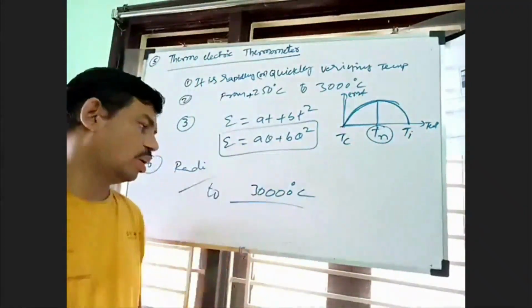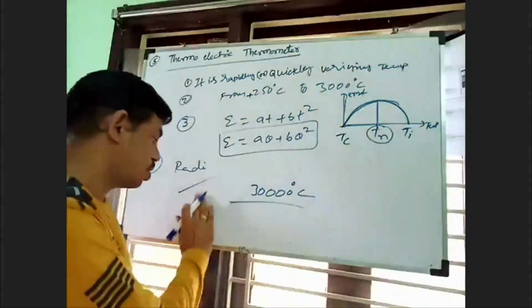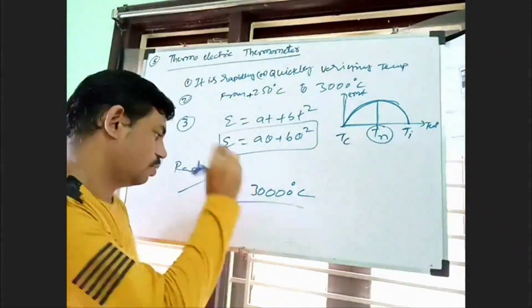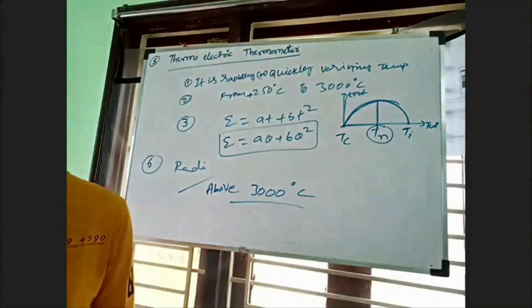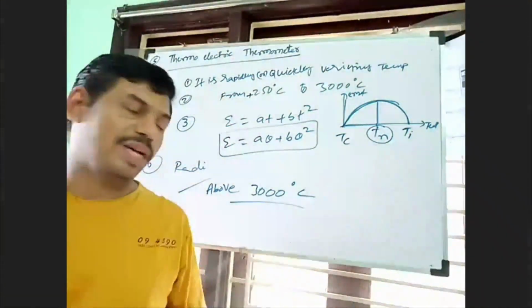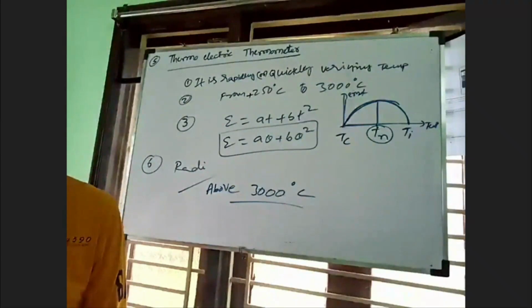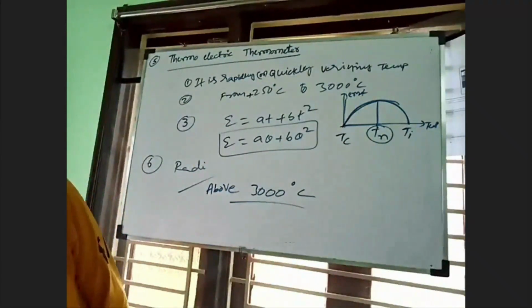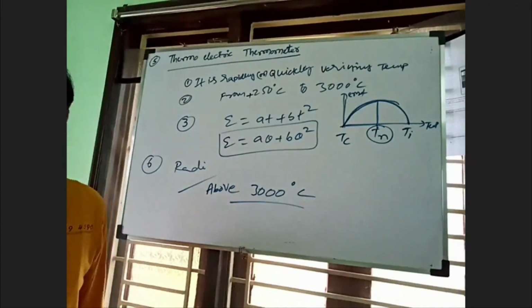It is used above 3000 degrees C. It can be used to measure above 3000 degrees C. Next point, the temperature of sun is measured by pyrometer. Pyrometer.